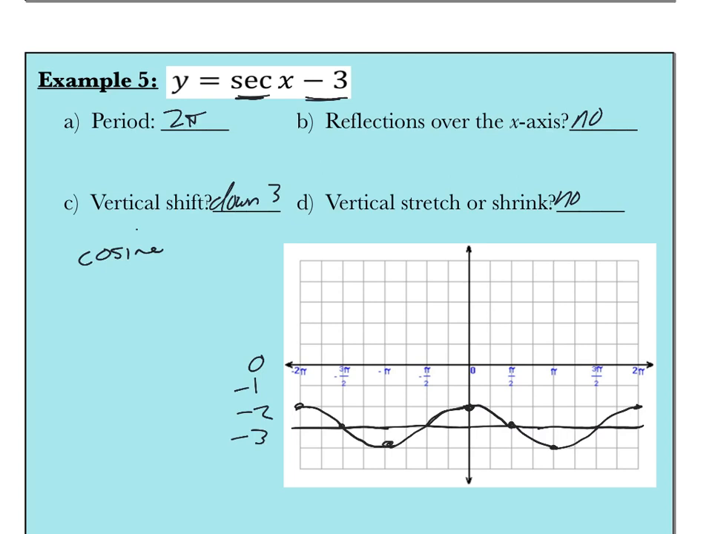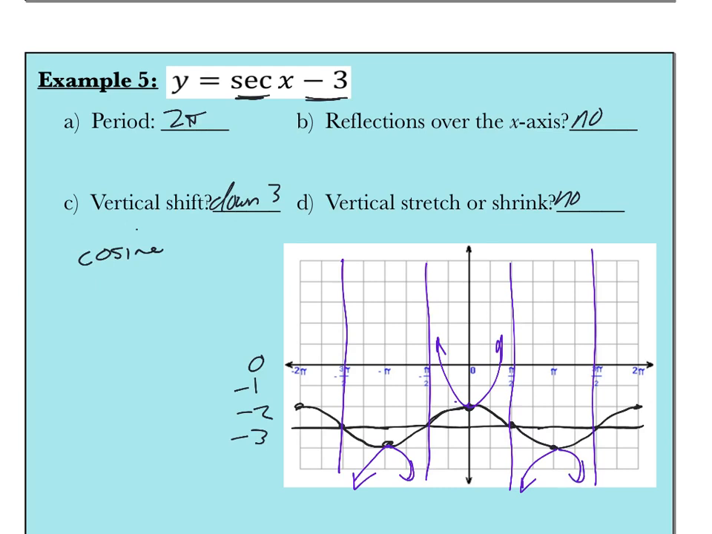Okay, so now, instead of every time I cross my x-axis, anytime I cross the midline, that becomes an asymptote. So then when I go to graph, it looks like this. And that's going to be your final product.